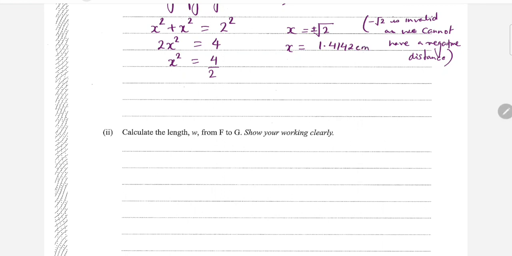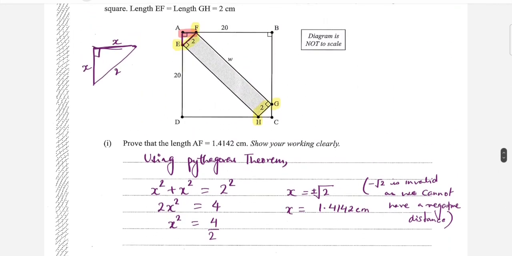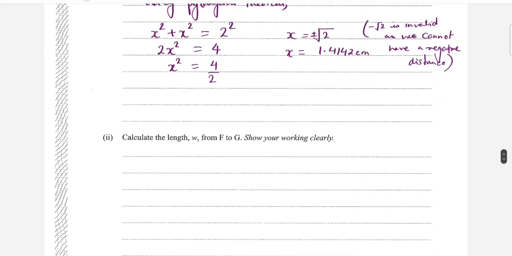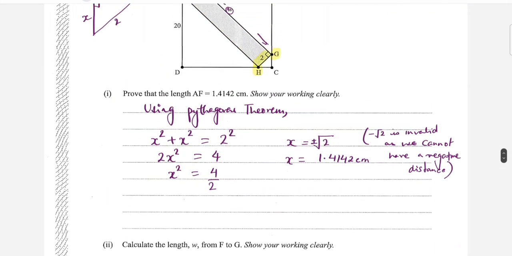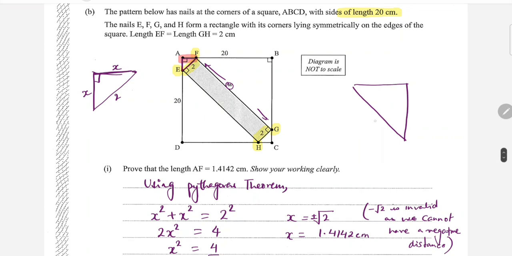Calculate the length W from F to G, in centimeters. So we are finding this distance here. Show all your working clearly. If we go back to our triangle, let's create this triangle here so we can label that properly. So this is F, B, and G.